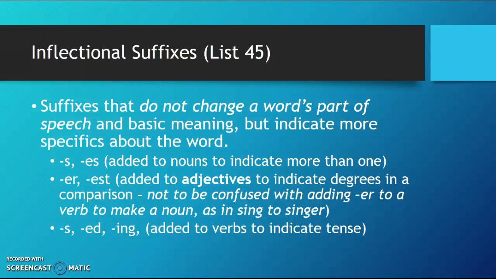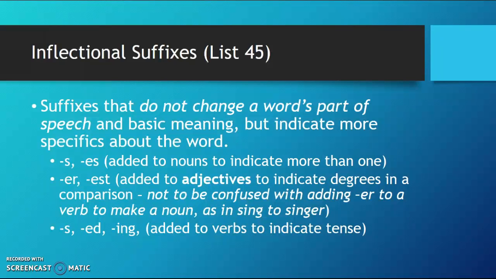Don't confuse the ER inflectional suffix that's added to adjectives with the ER, which is a derivational suffix we'll talk about shortly, that actually changes a verb to a noun, such as taking the verb sing, adding an ER, and coming up with the word singer. This is different. So note that big, bigger, it's still the same meaning, just letting us know that this is more big than the previous. Whereas sing to singer changes the part of speech. Sing is something you do. The singer is someone who does that action.